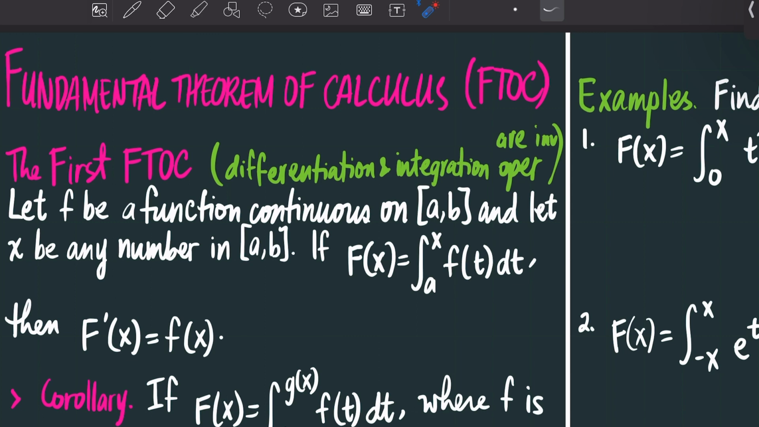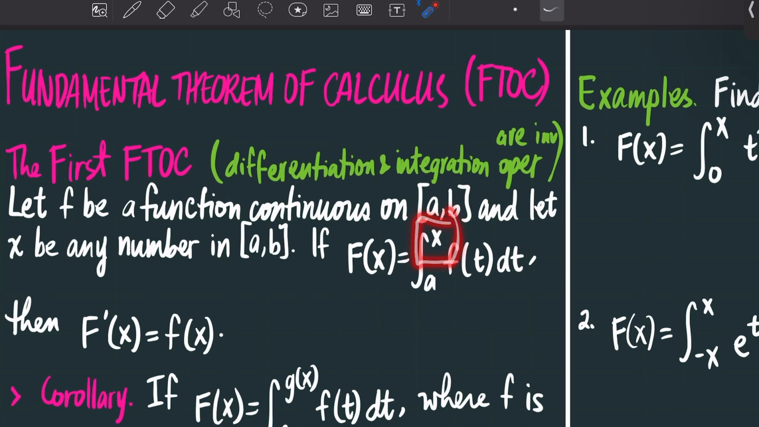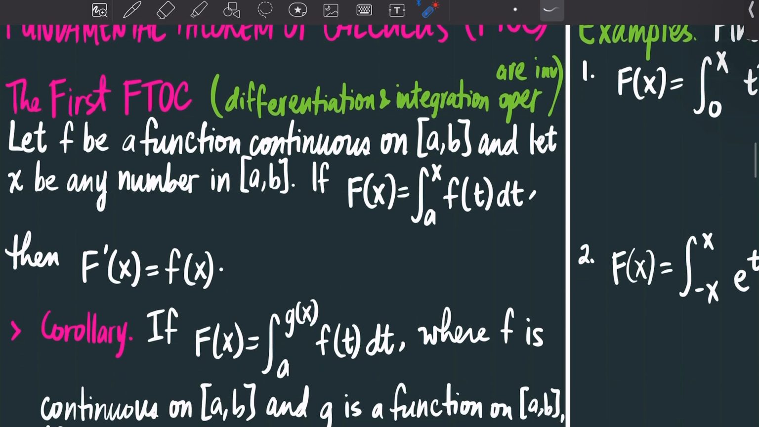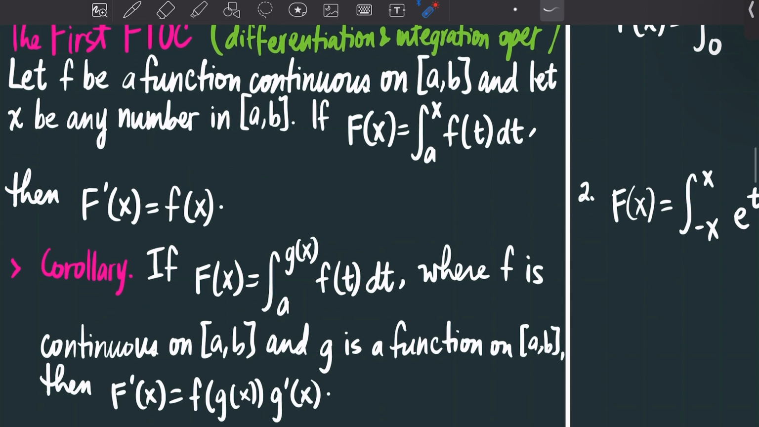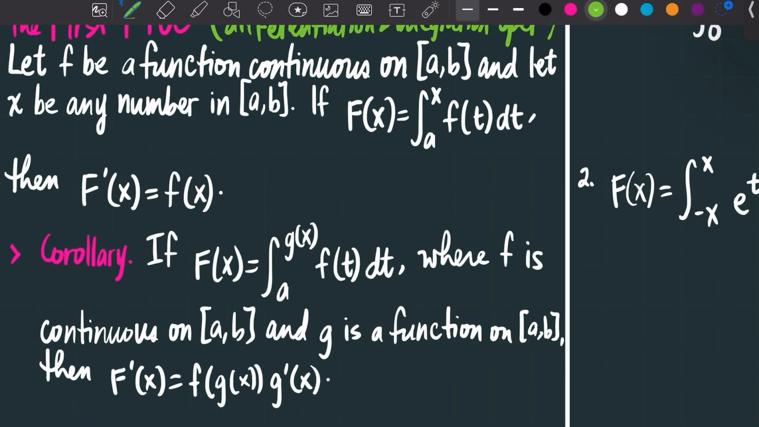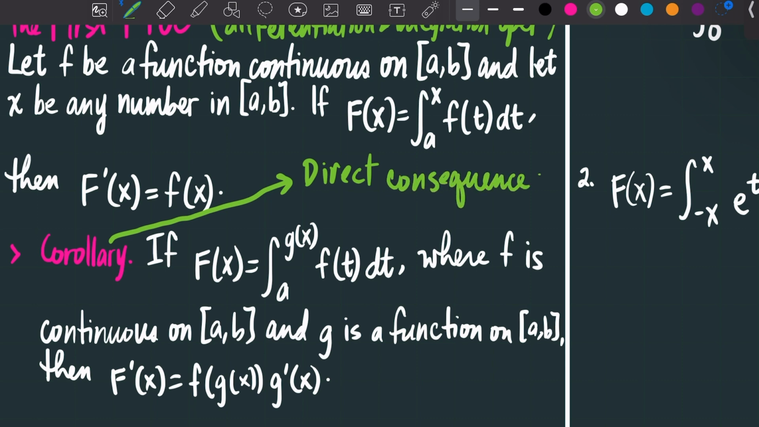However, if we look at the statement of the fundamental theorem of calculus, it is quite limited since we require that the upper bound is x. But what if our upper bound is some sort of function, let's say g of x? So we have this corollary. For the people here who are not familiar with what a corollary is, a corollary is just a direct consequence of a theorem.